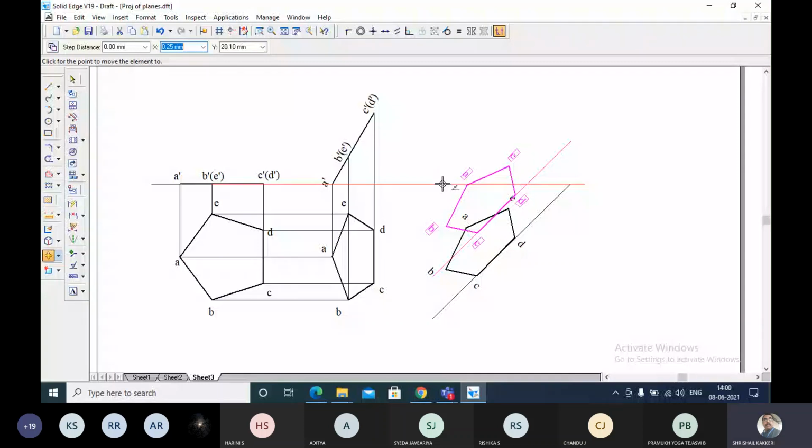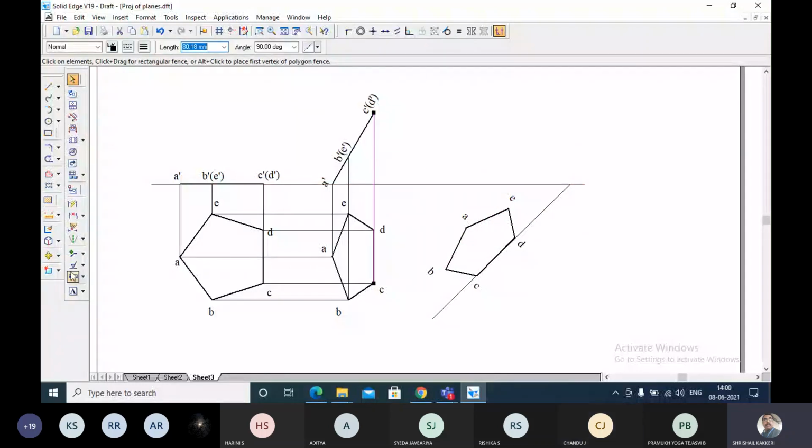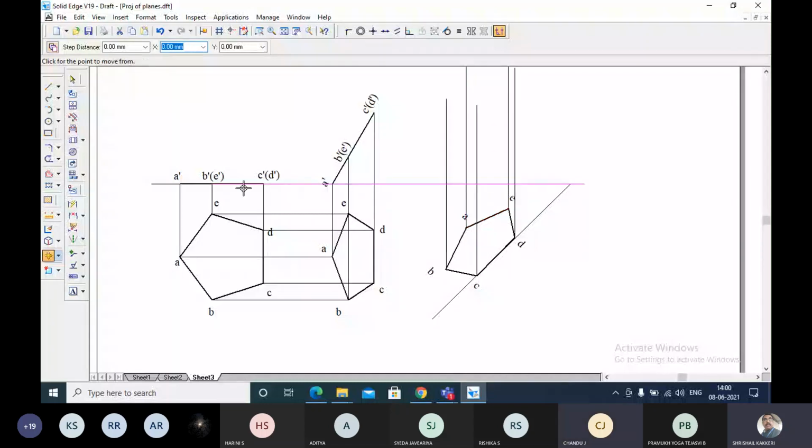Now again continue the process. A to A, B to B, C to C, all these lines you have to write. Now let me copy the line from here, from A, from B, from C, from D, from E. I have written. Let me draw one horizontal line also. Let me take one horizontal line.